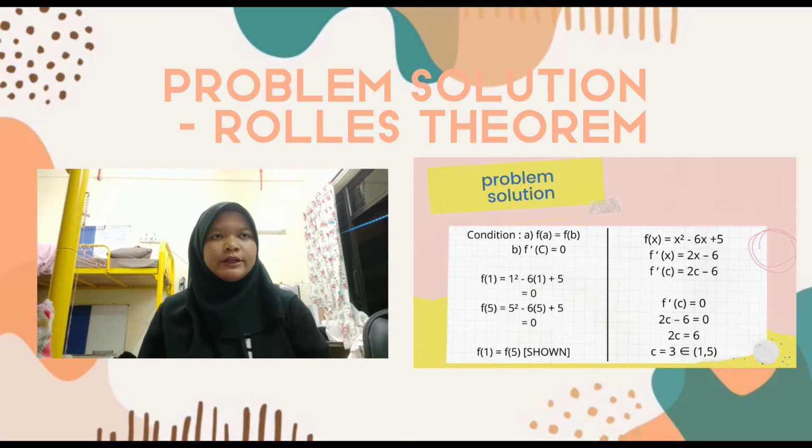Next, we differentiate f(x) and we get the answer 2x minus 6. And we need to substitute c into the x, and the answer is 2c minus 6. So, the second condition is satisfied. That means 3 is an element of [1, 5].